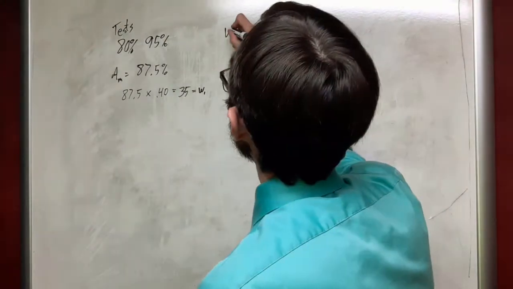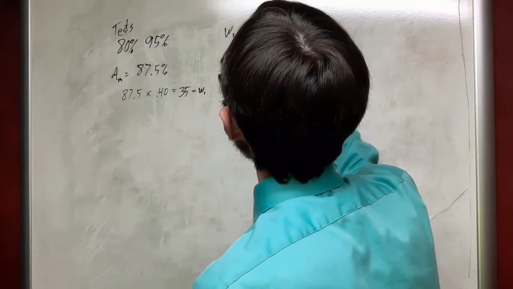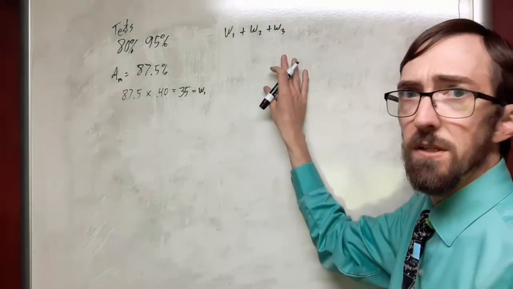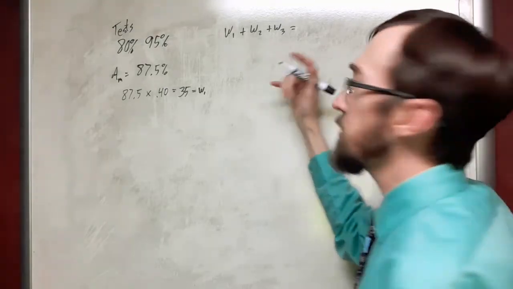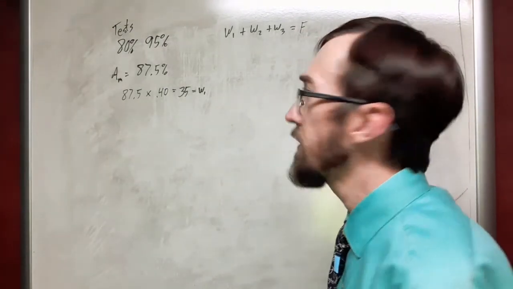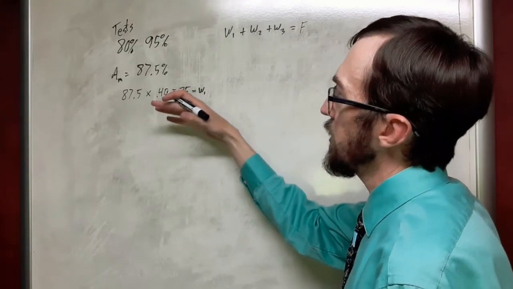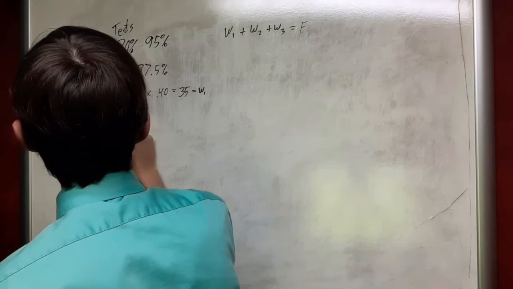What we want is that W sub 1 plus W sub 2 plus W sub 3, the three categories that we have weighted, add together to be our final average. We'll call that F for final. Now we need to calculate our other categories. The next category we mentioned was quizzes.